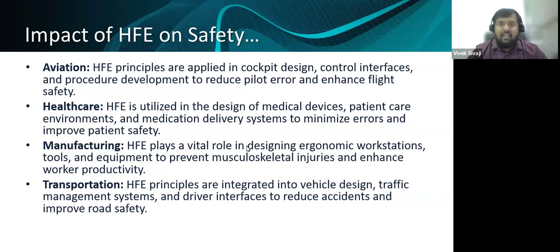Healthcare facilities, even medical devices, for example, surgeons, right? The tools the surgeons use over the years have been more streamlined and more customized to go with the curvature of the hands of the person, right? To make it easier to actually cut, to stitch, etc. Manufacturing industry, vital role in designing ergonomic workstations, tools, equipment, etc. Transportation, for example, not just aviation, we're talking about, let's say, logistics, truck transport and such, right? Integration into vehicle designing, traffic management systems, driver interfaces to reduce accidents, all important here.